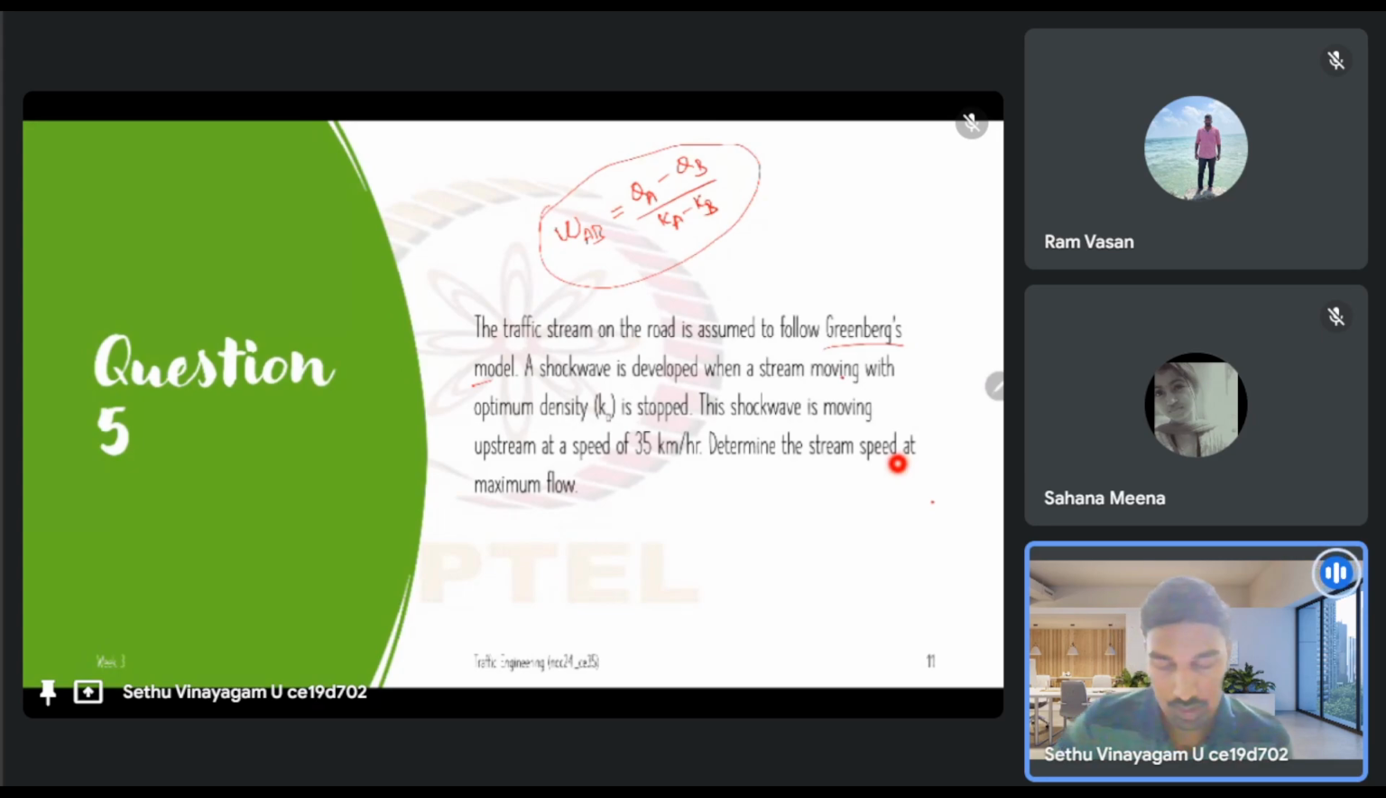So in the Greenberg model, how are speed and density related? V is equal to V0 log of Kj by K. So V0 is the optimum speed, not the free flow speed. So that's the Greenberg model. These two things you can use, and then you can solve this.